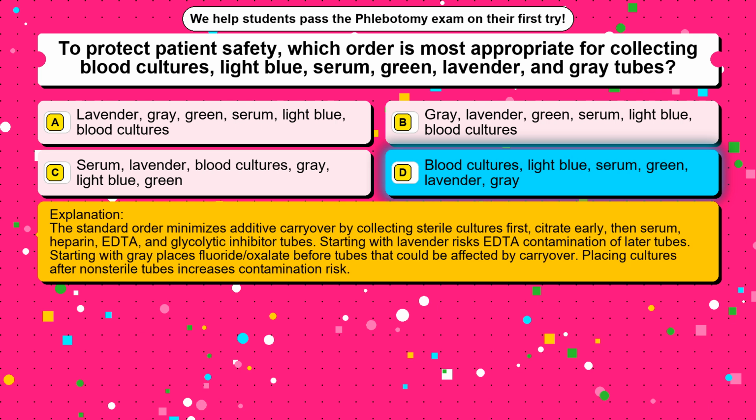The standard order minimizes additive carryover by collecting sterile cultures first, citrate early, then serum, heparin, EDTA, and glycolytic inhibitor tubes. Starting with lavender risks EDTA contamination of later tubes. Starting with gray places fluoride/oxalate before tubes that could be affected by carryover. Placing cultures after non-sterile tubes increases contamination risk.